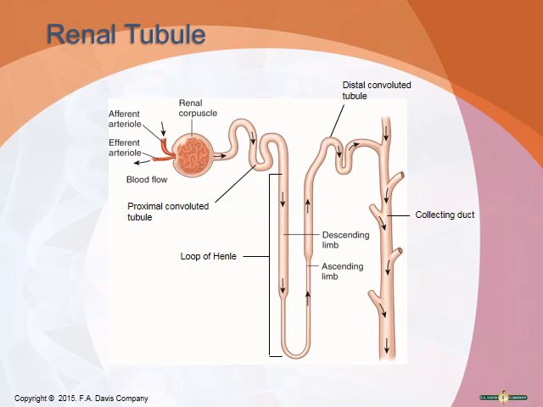So the flow of filtrate: anything that left that glomerulus and went into the Bowman's capsule is now called filtrate. And the first section it comes in contact with would be the proximal convoluted tubule.